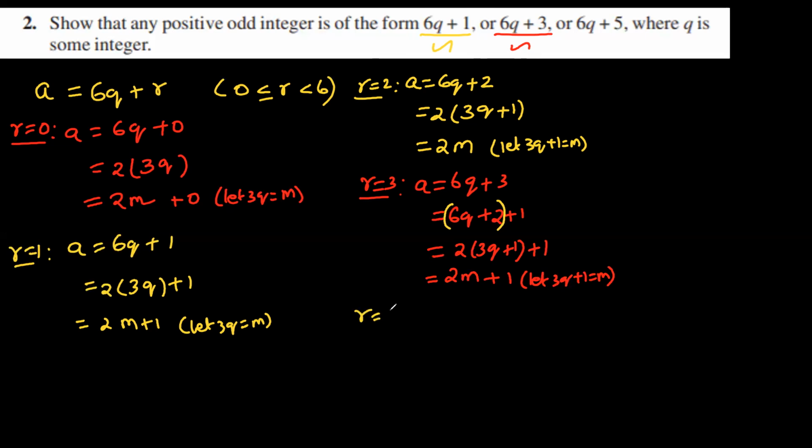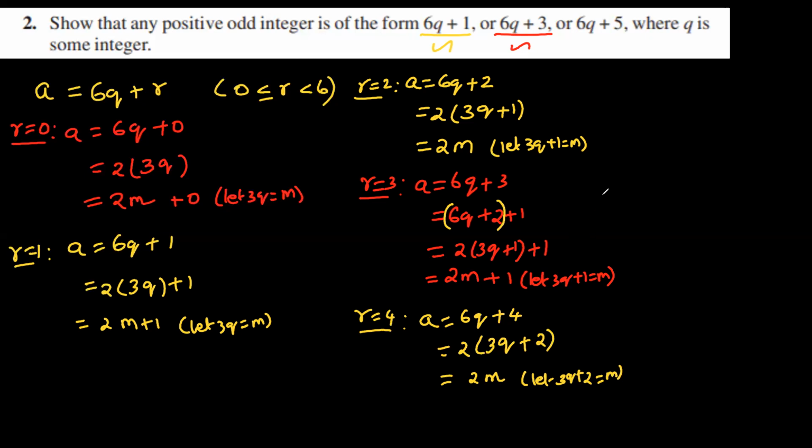When r is equal to 4, a is equal to 6q plus 4. Overall, we can take 2 as common. So 3q plus 2, that is, we can write it as 2m. So 2m plus 0 or 2m, both mean the same. And here let 3q plus 2 is equal to m. It is an even integer as we are keeping the remainder as 0.